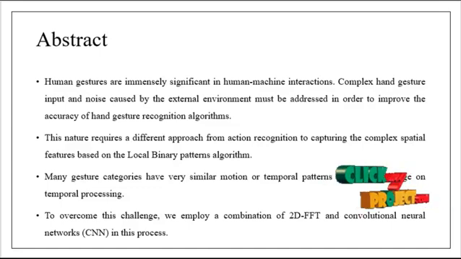So to overcome these challenges, we employ the combination of the 2D FFT and the convolutional neural network in this process to identify whether the hand gesture is 1, 2 or whatever it is. So we have to classify these based on the deep learning method. Finally, the performance of the process will be evaluated based on the accuracy and the error rate.